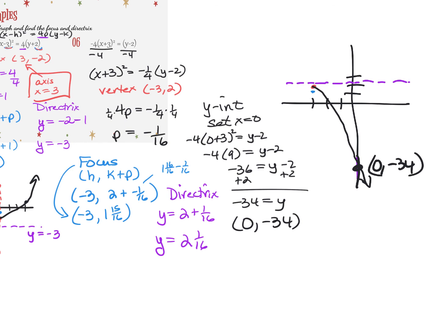And this is 3 spaces away, so I could go 1, 2, 3. Use my line of symmetry here. And then put another point, and it's going to go into my work here. But then this would be the other half of the parabola. So the blue is the focus. The purple is the directrix. Let's do an example with a C, and then we're done.